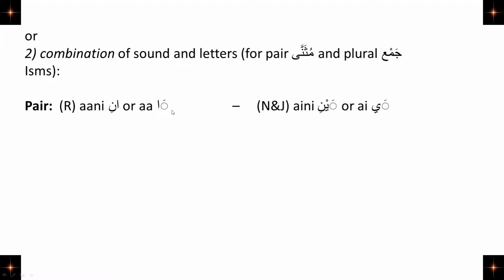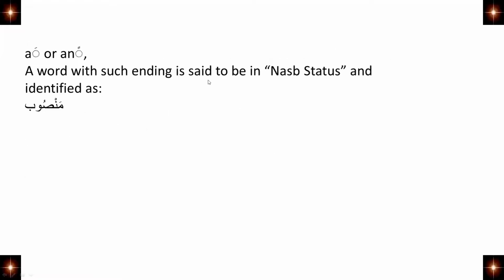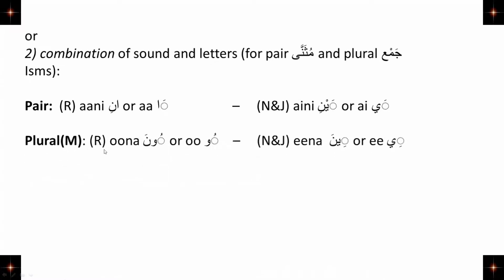But Rafa is this: Ani, if it's heavy, when the noon drops it is light. Nasb: Aini, ai when the noon drops. So it's very easy for you to identify how to make the ending combination light or heavy. To make an ending combination light, you just drop the noon. But to make an ending sound light, you just take one of the sounds. Very easy, right? Let's go to the plural.